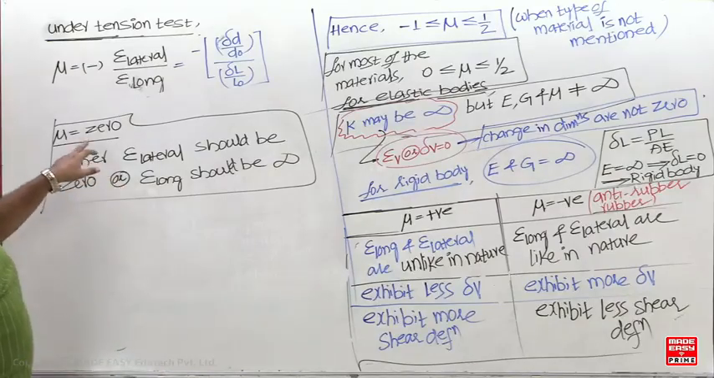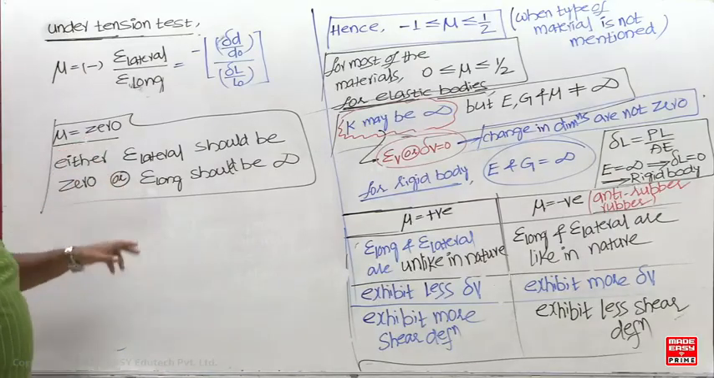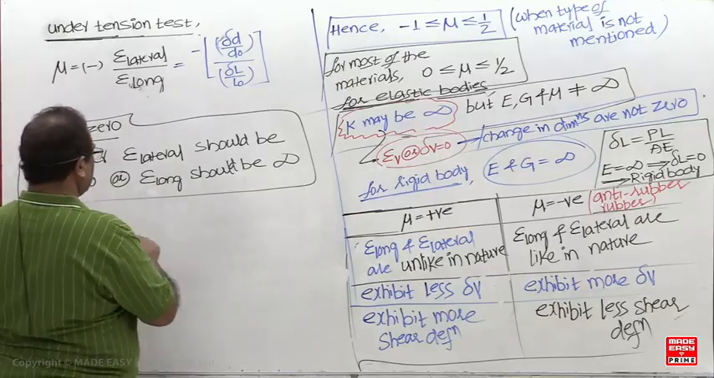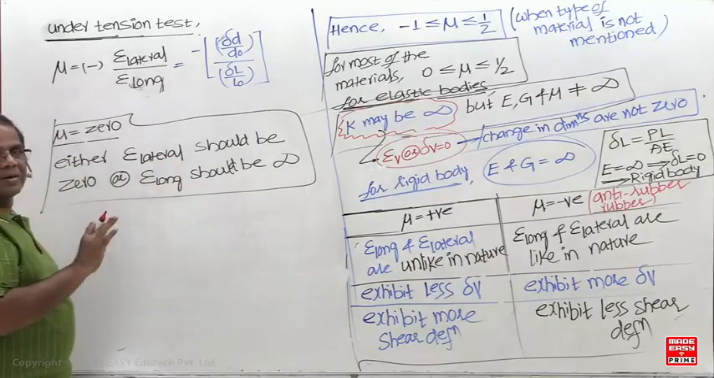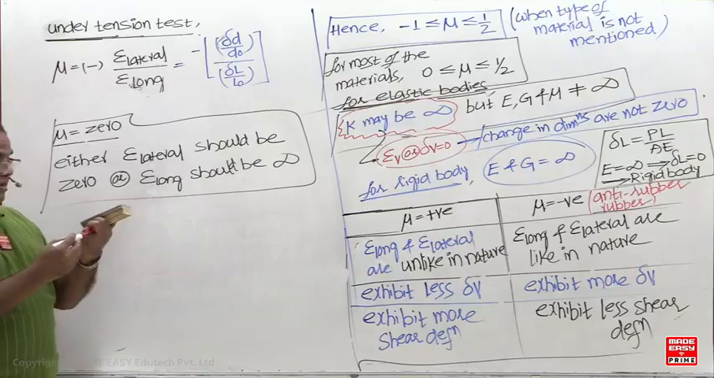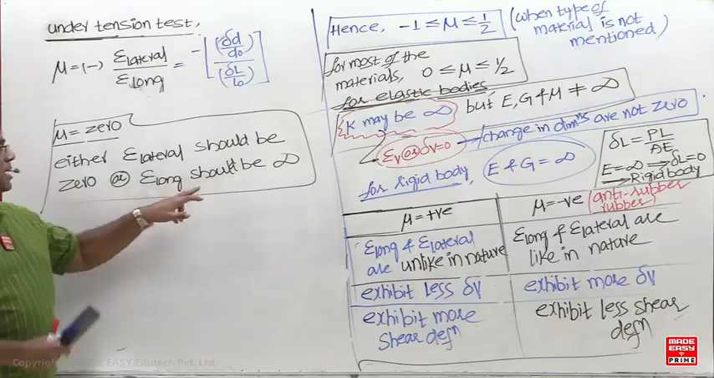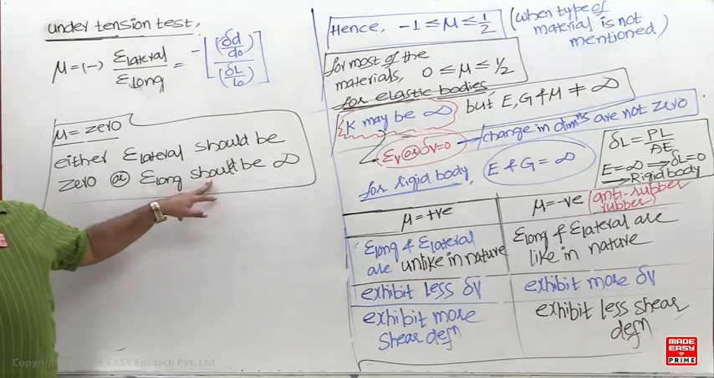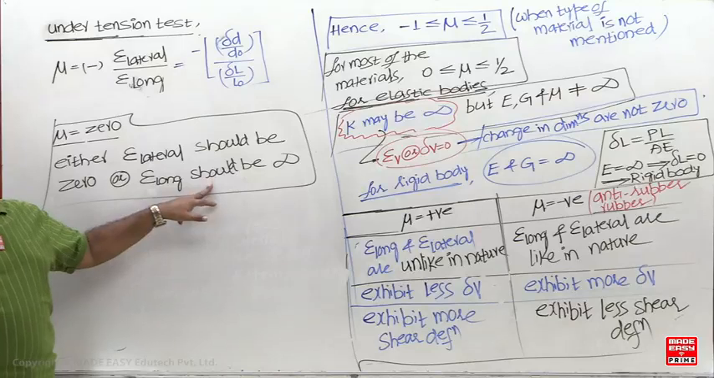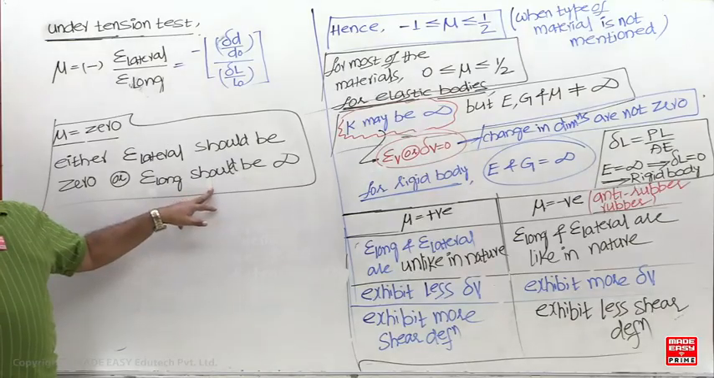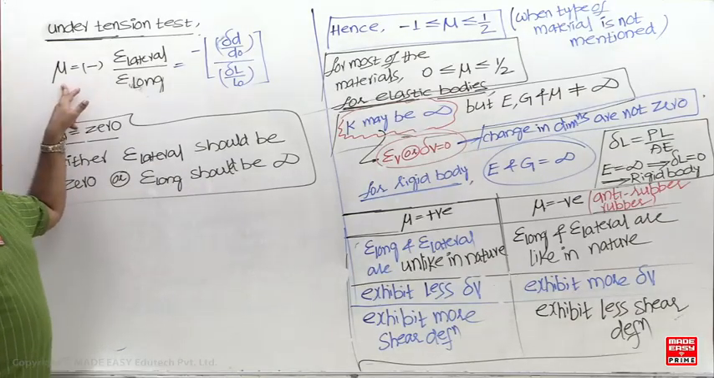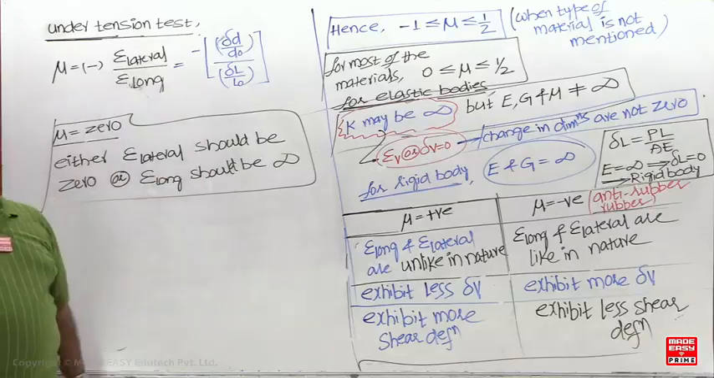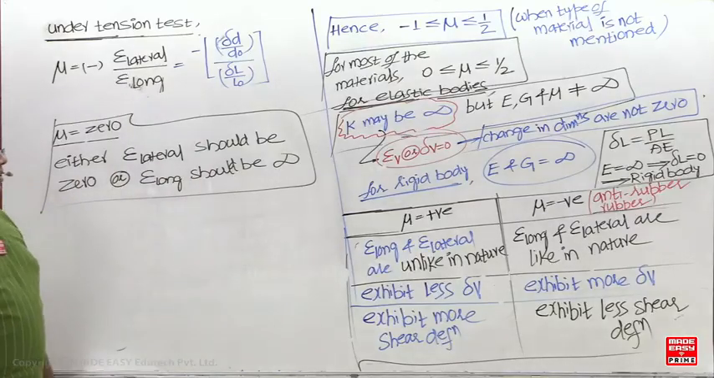But in the question, what is given? Poisson's ratio 0. So you have to go for only this option now. If this option is available, you take it. But that option is not there. Then you have to go for the longitudinal strain should be infinity. But most of the solutions have taken rigid body. For rigid body, the Poisson's ratio will become infinity.